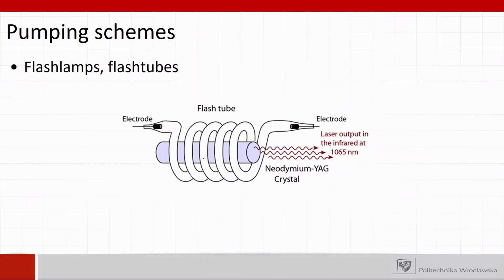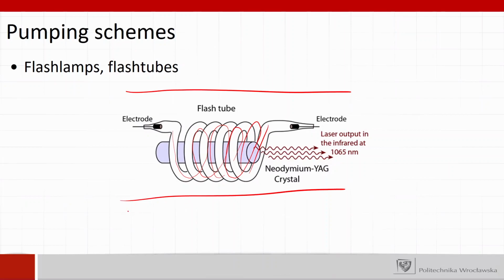So that's why these flash lamps are formed in a way that they just surround the rod, and then you also put some reflectors around this system, so that the light that is emitted by the lamp in any direction is reflected from the walls of this housing and can be reflected back and hit the rod.